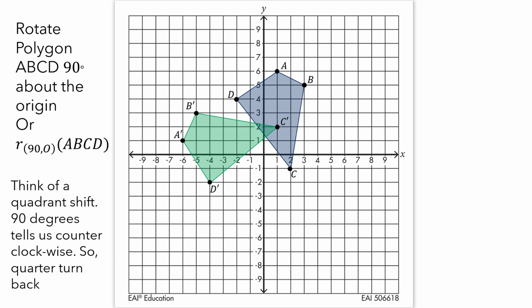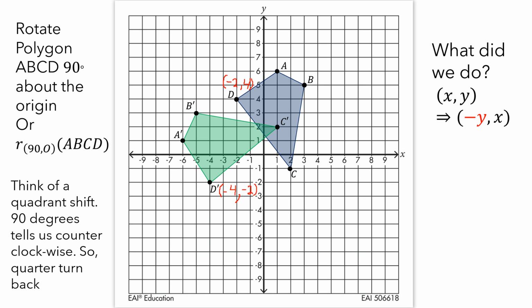Now let's look at these. Notice that D is at -4, -2. It started out as -2, 4. So that should give you a hint about what we did. We went from -2, 4 to -4, -2. So all we really did was swap the coordinates and take the opposite of whatever the first one was.